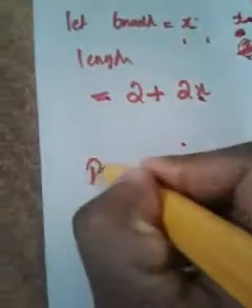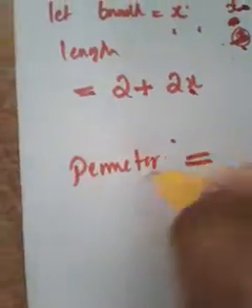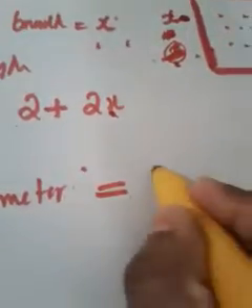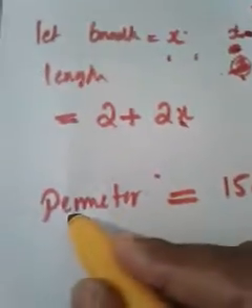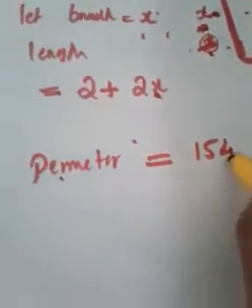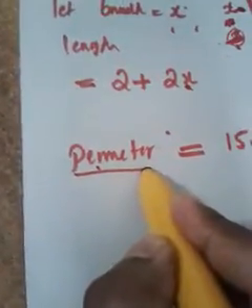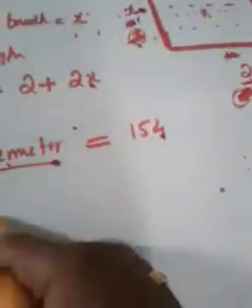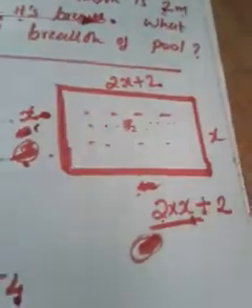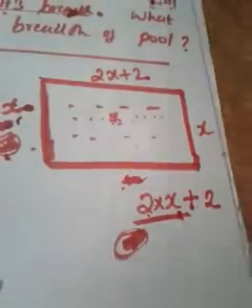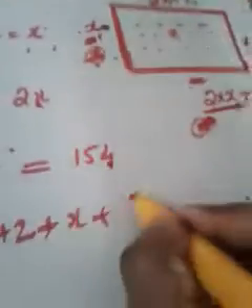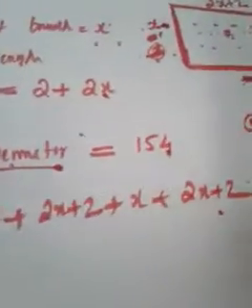Then what is given in the question? In the question it is given that the perimeter is 154 meter. How will we get the perimeter? Perimeter is the sum of all sides. So which is this side? x. Plus this side, 2 into x plus 2. Plus this side, x. Plus this side, 2x plus 2. That means when you add all the four sides, you will get the perimeter.